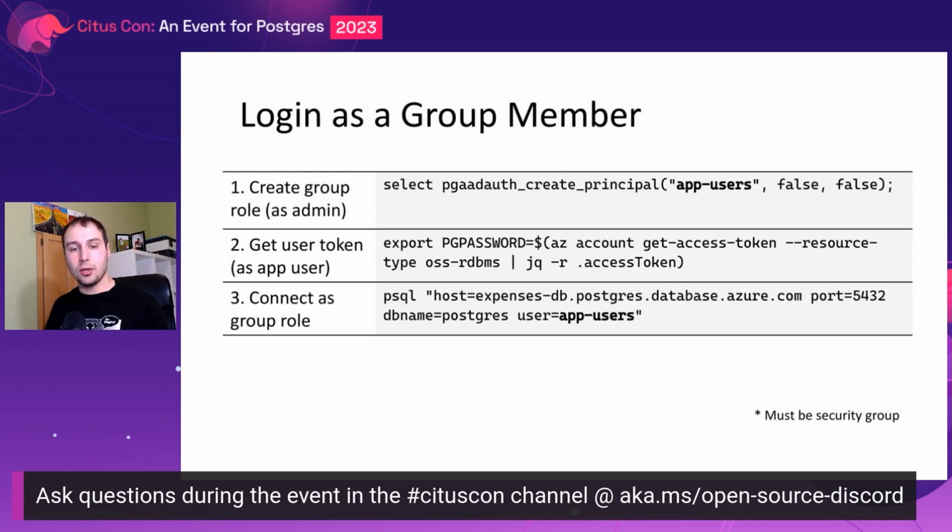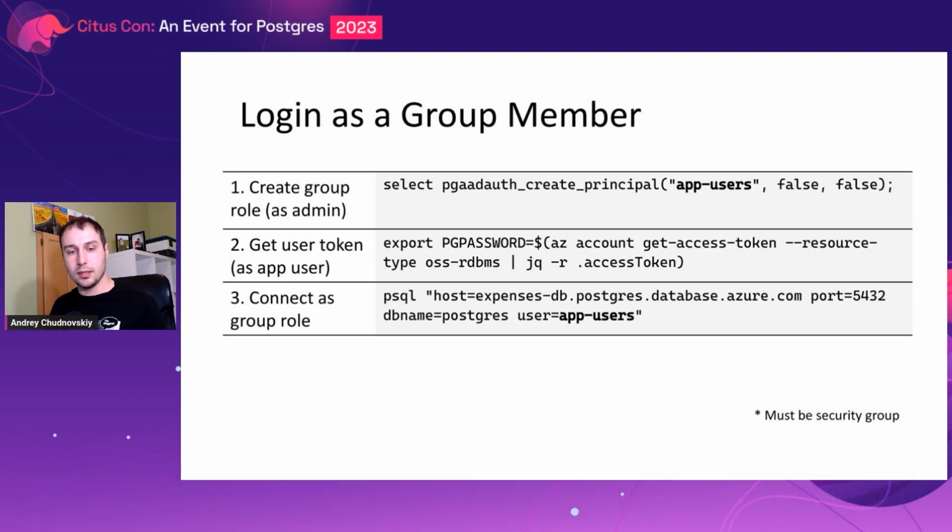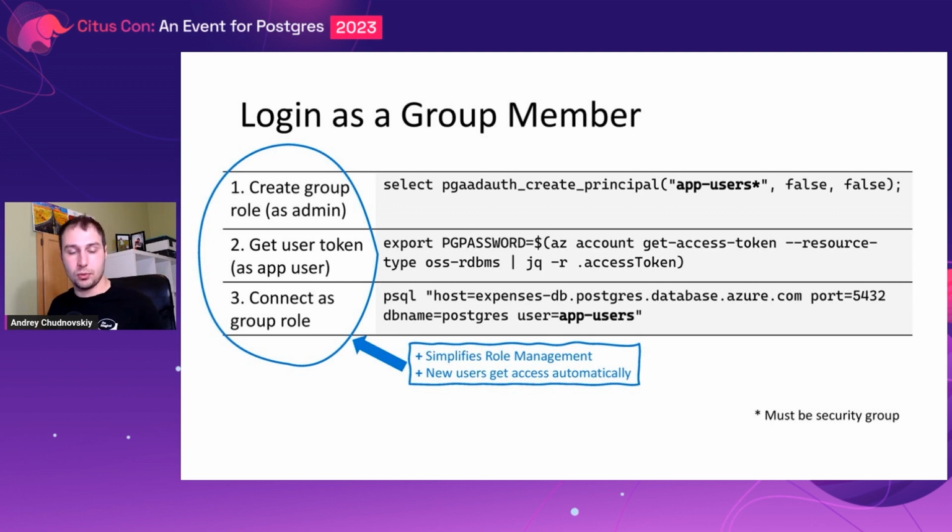Then your users or applications get tokens for themselves, but when they connect to the backend, they use the group name as the role. So they will be authenticated not as themselves, but as the group. Which has certain advantages. It simplifies role management for you.